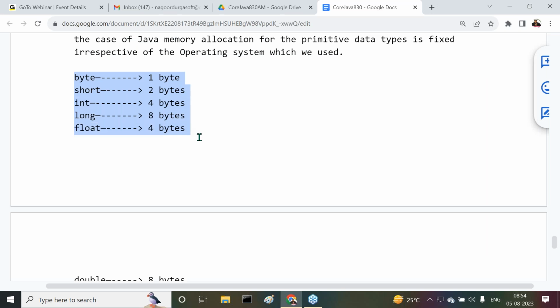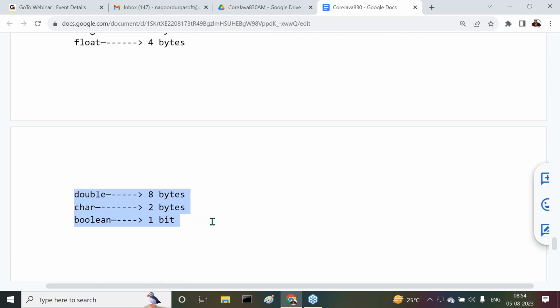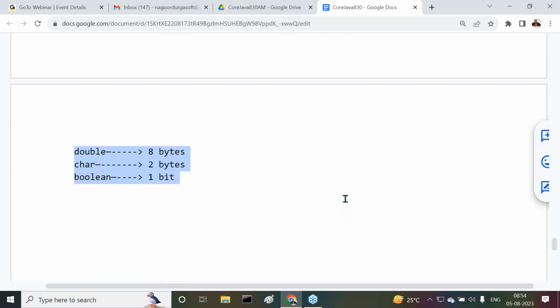Byte 1 byte, short 2 bytes, int 4 bytes, long 8 bytes, float 4 bytes, double 8 bytes, char 2 bytes, boolean 1 bit. Remember, we can remember this permanently. Throughout our Java, we are going to use the same type of memory allocations. No variation. Why? Because it's a fixed concept on each and every operating system in the case of Java. But this type of fixed content is not available in C and C++. Clear? All of you are getting clarity on this point now?